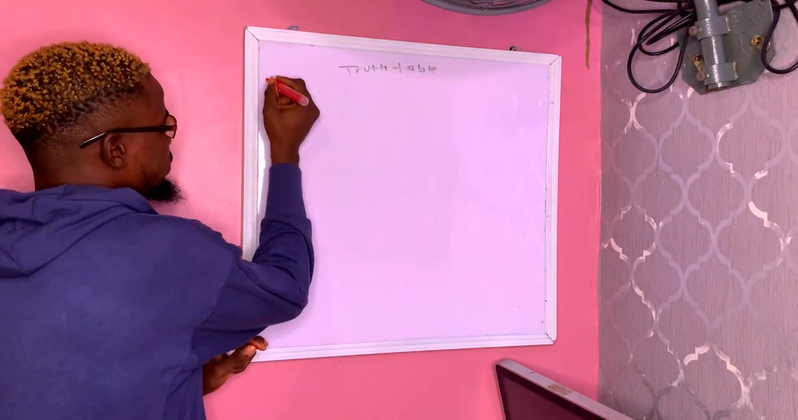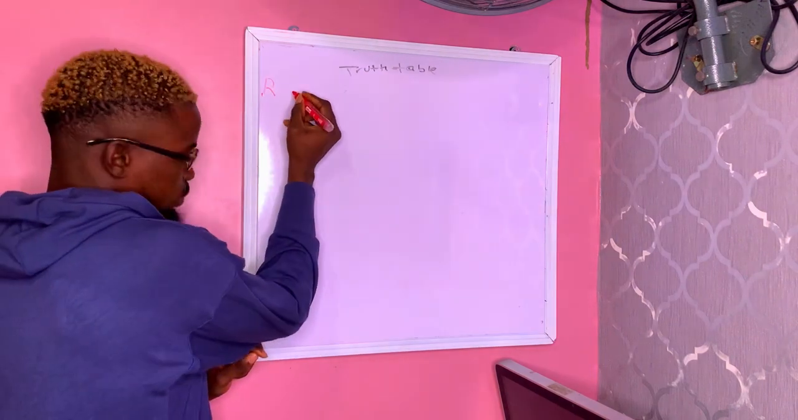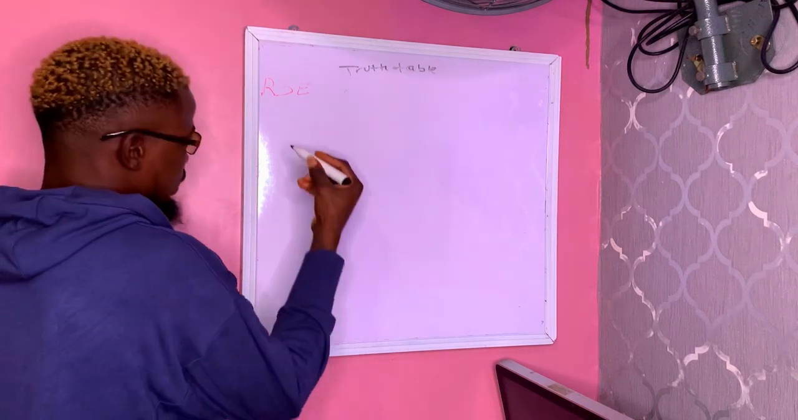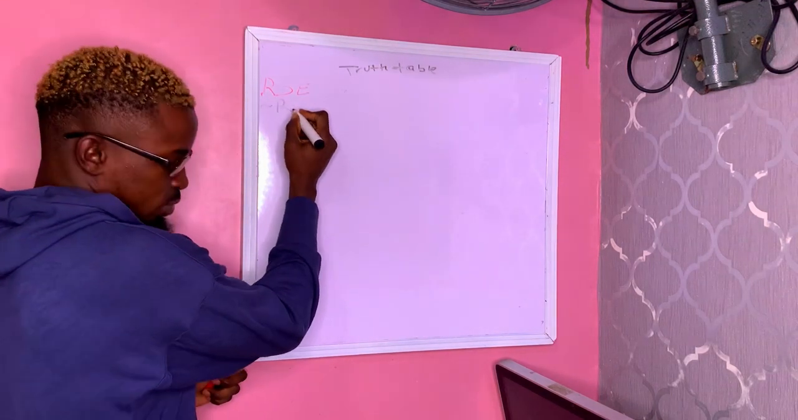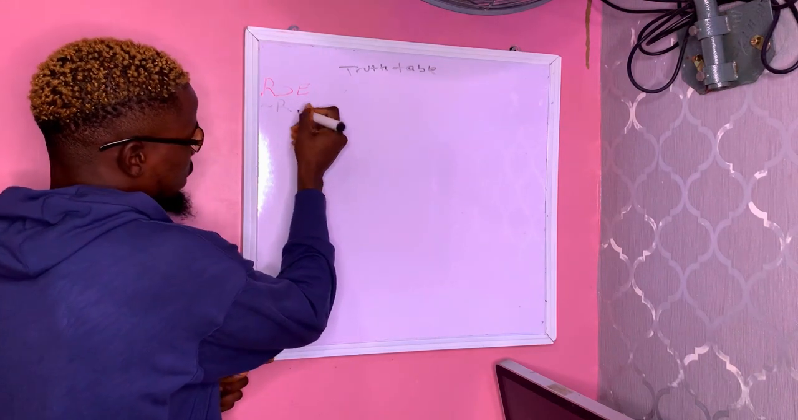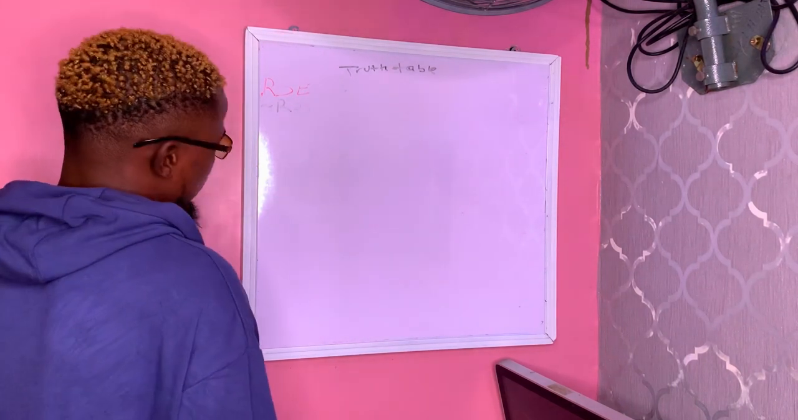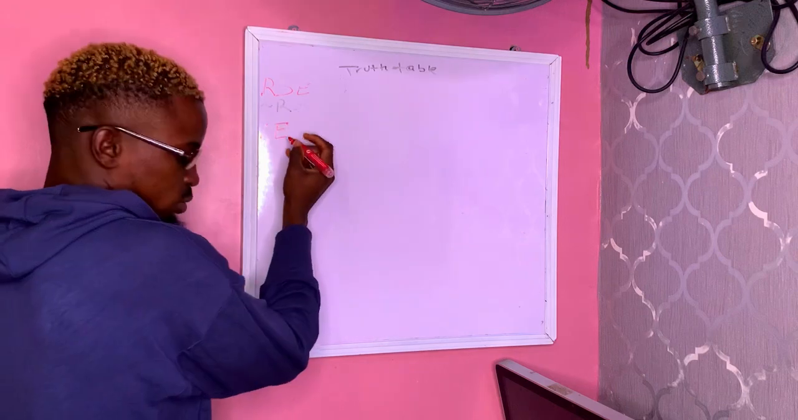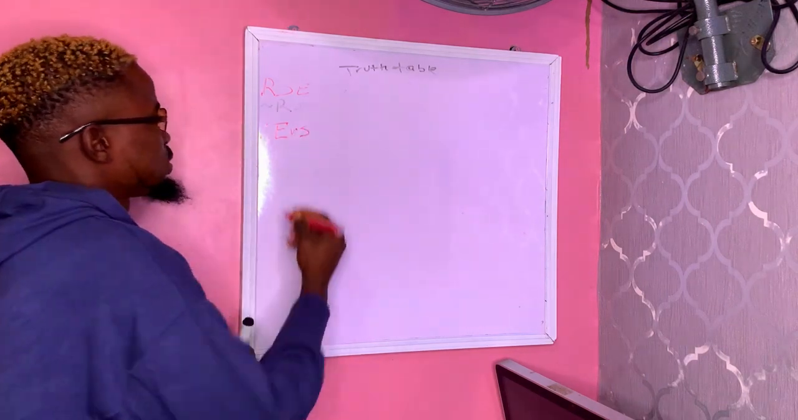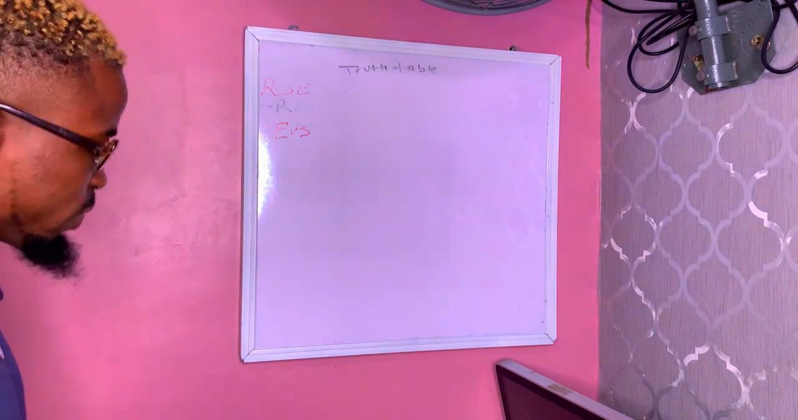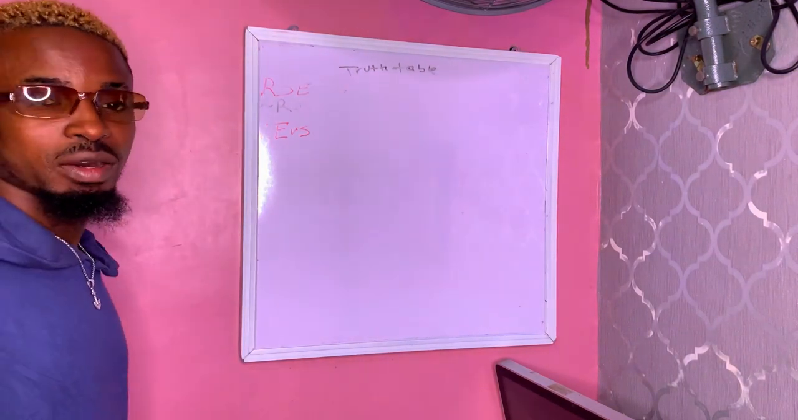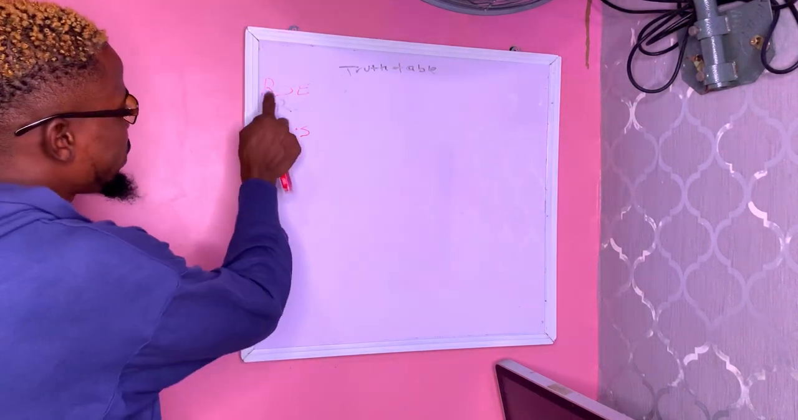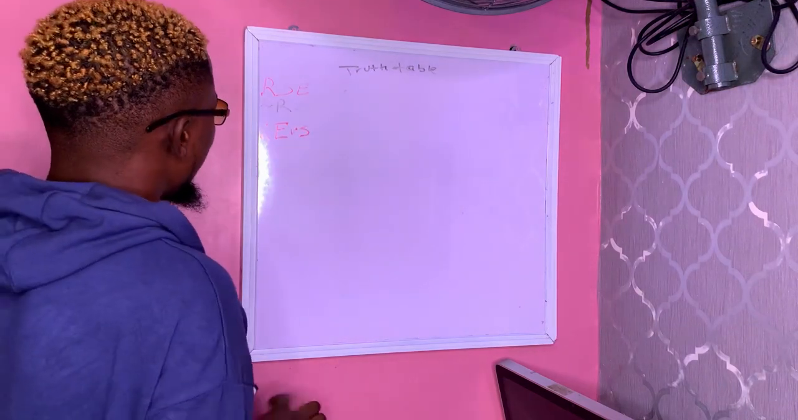Let's say the first premise is R implies E. Then the next one is negation R implies S. Then our conclusion is E or S. So the first thing to recall is our formula, 2 raised to the power n, where n is the number of variables. How many variables do we have here? We have R, E, and S. That means we have 3 variables.